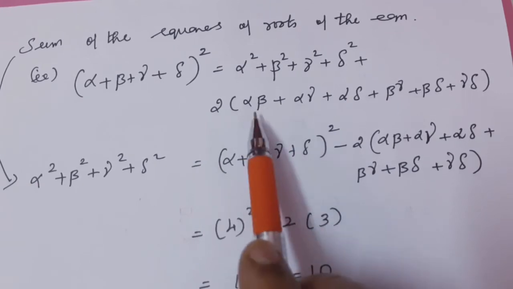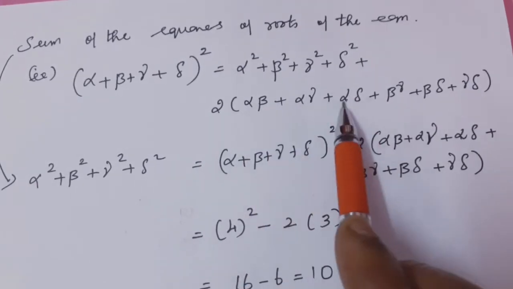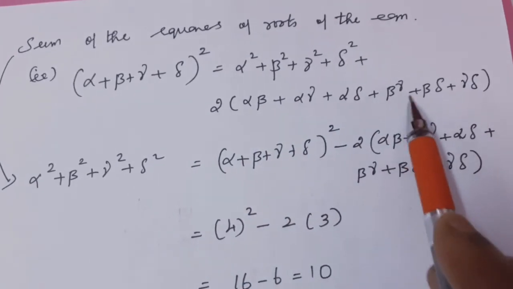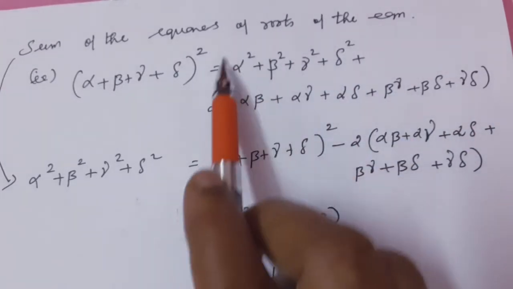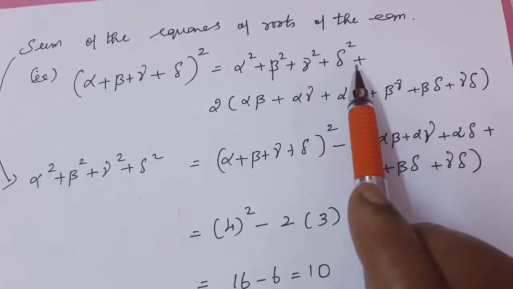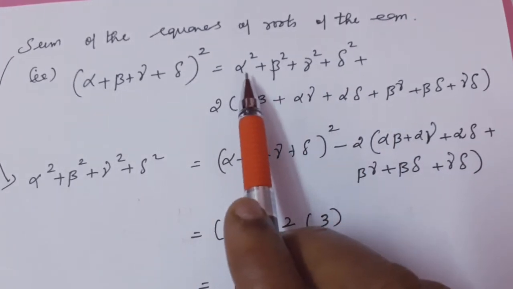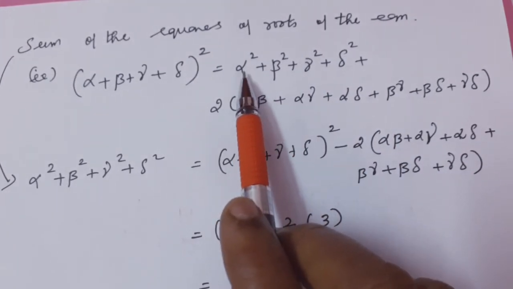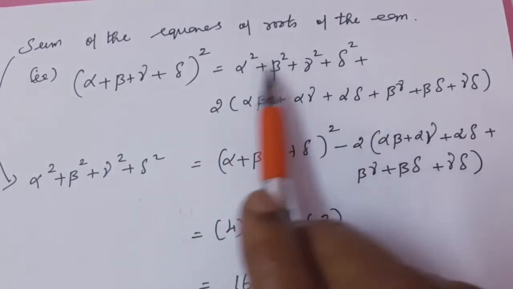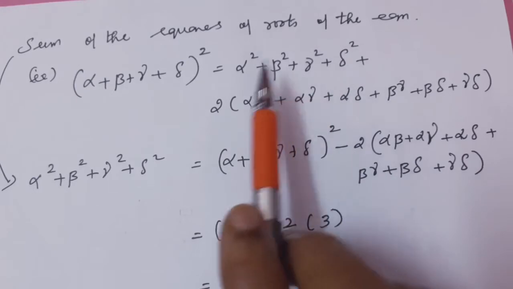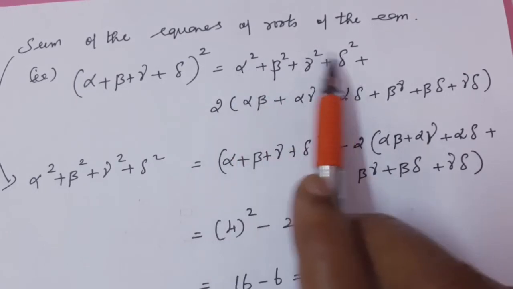Already we found the summation of 2: alpha beta, alpha gamma, alpha delta, plus beta gamma, beta delta, gamma delta. This is nothing but what? Sum of the squares of the roots. What is the meaning? Sum of the squares of the roots means you square each root, and afterwards you sum them. How many roots are there? 4 roots. You square the 4 roots, afterwards sum them.